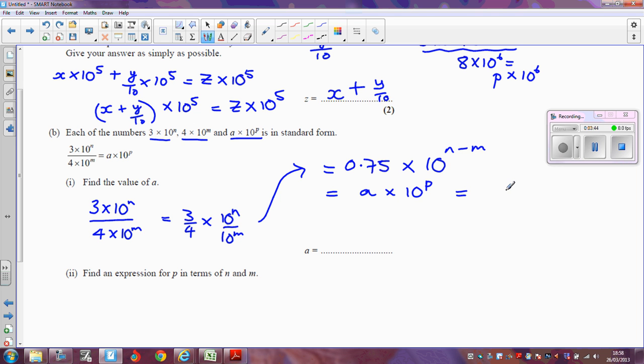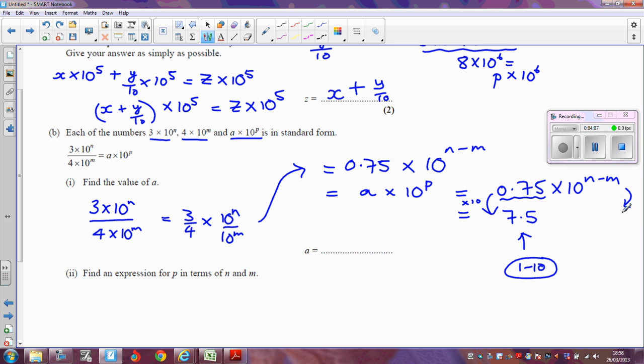So what I'm going to do is take that 0.75 times 10 to the power n minus m, and adjust it so that it is in standard form. And for it to be in standard form, that 0.75, I'm going to have to make it into 7.5, because for standard form, this number must be somewhere between 1 and 10. Now I've multiplied that side by 10, so to compensate, I've got to divide this side by 10. And what I should have realized is if I've got something like 10 to the power 5, if I divide that by 10, it becomes 10 to the power 4. So in other words, you subtract 1 from the power.